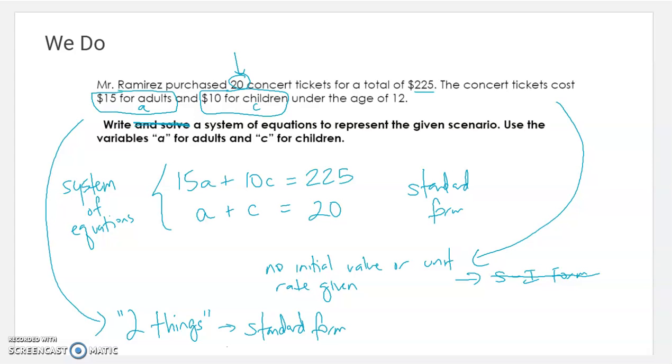So y'all, that is how to write a system of equations when you do not have an initial value or a unit rate given to you. Hope that made tons of sense, and we will solve these tomorrow. If you need to go back and review because you zoned out or missed something, please do. See you later.